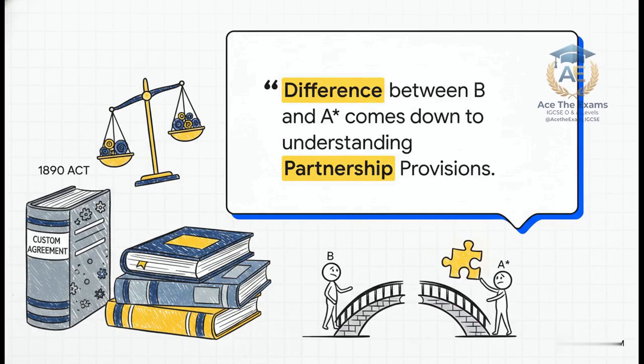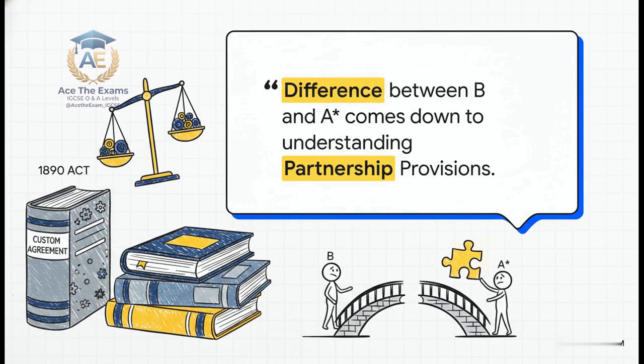This quote right here perfectly highlights the razor-thin margin between average and elite exam performance. The default rules of the 1890 Act versus a custom partnership agreement form the absolute bedrock of how profits, losses, and salaries are handled in this syllabus. But to get that A-star, we need to talk about command words. Examiners use specific words to dictate exactly what they want. You have to deeply contrast analyze versus evaluate.